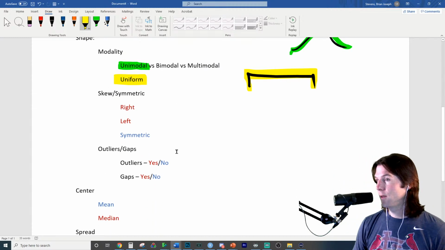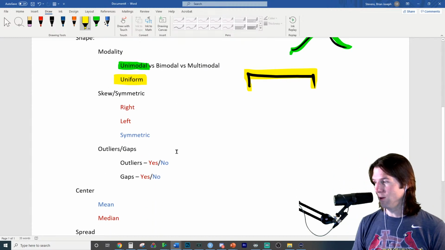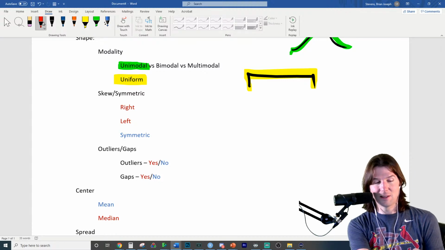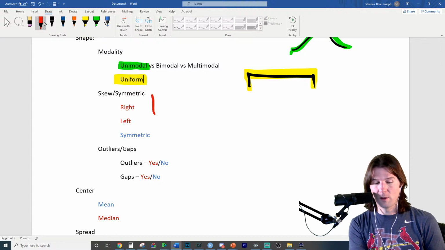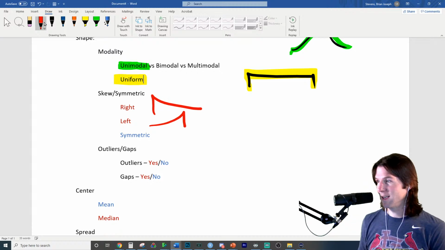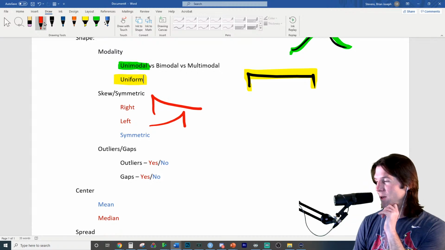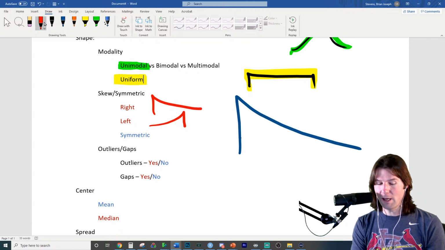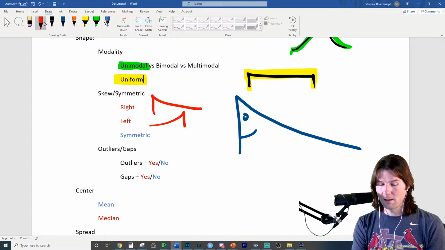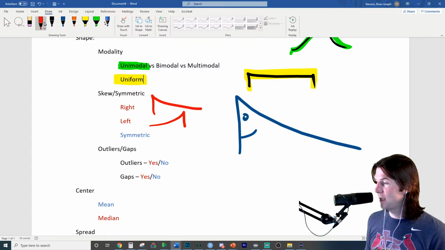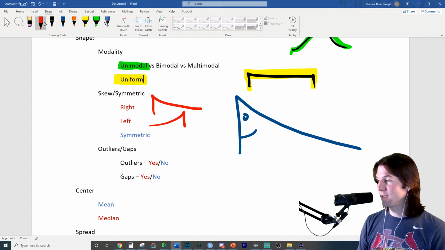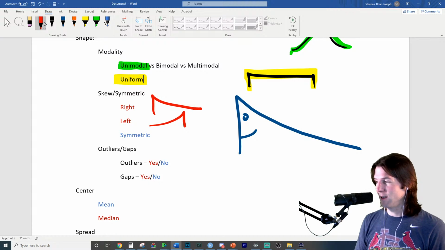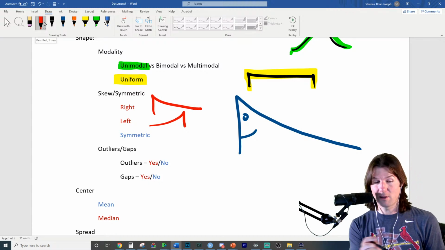So now we have right skewed or left skewed. Who knows my favorite saying? This is a saying you should know when it comes to right skewed or left skewed. Who knows the saying about right to the high, left to the low, whatever way the tail goes? Right to the high, left to the low, whatever way the tail goes. Exactly. Right to the high, left to the low, whatever way the tail goes.